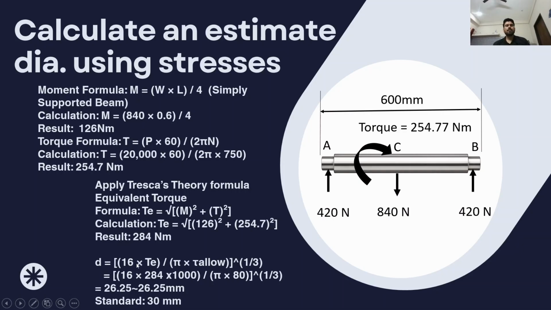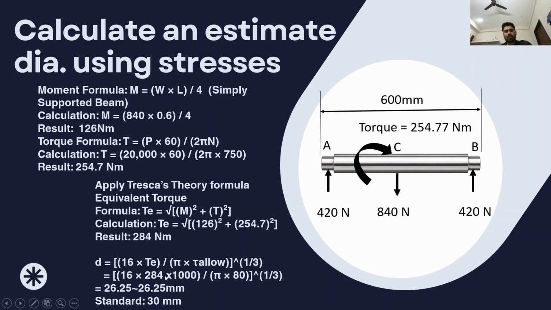this will be 16 TE divided by pi tau allowable to the power 1 upon 3. Well, the formula for shear stress tau is 16 T upon pi d cube. And if you solve for D, you will get this formula: D equals 16 into TE upon pi into tau allowable to the power 1 upon 3. I have written it in short just to show you the calculation.